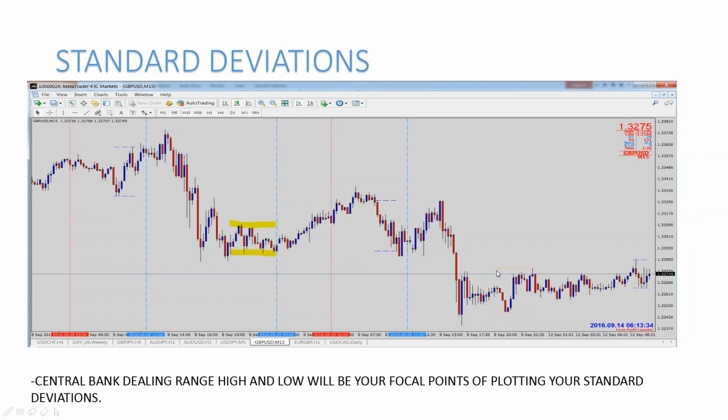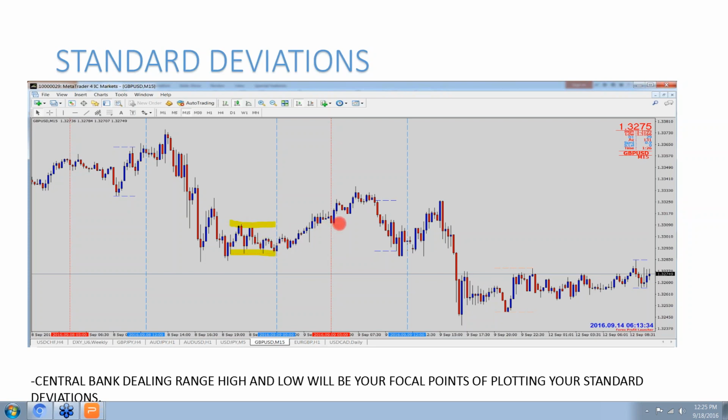So you've got the central bank dealing range. Let me get the spotlight out. You've got your central bank dealing range high here, and then the central bank dealing range low here. This is what you're going to use as your market structure to plot out your highs and your lows, representing one standard deviation.